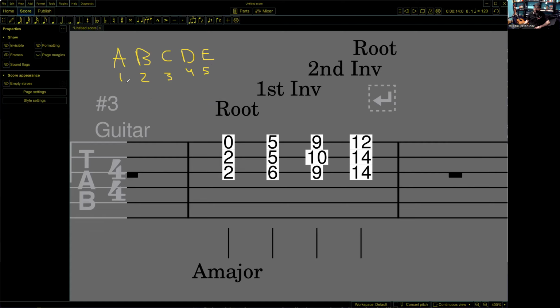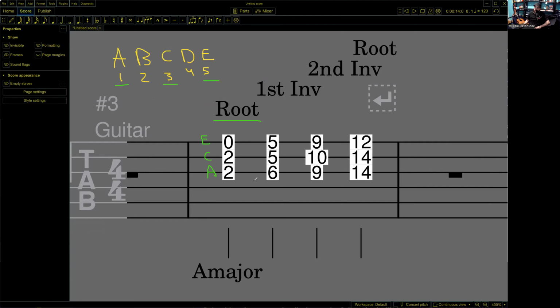But we want to just do 1, 3, 5. So we know that if A is the 1, then C is the 3, and E is the 5. So what we have here on the root position is the 1, 3, 5. In this case, that's why we have an A, a C, and an E.